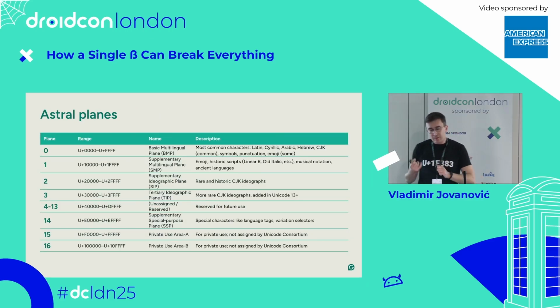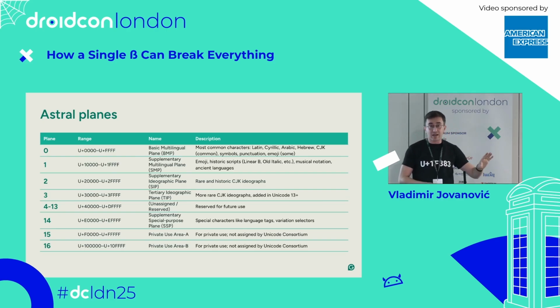You may have heard me mention astral planes. That's not a sci-fi term. It's how Unicode refers to everything beyond the basic multilingual plane, which includes the first 65,536 characters from 0000 all the way up to FFFF. Unicode divides its space into 17 planes, each with about the same number of possible characters. First one, plane 0, basic multilingual plane, or BMP. It contains most of the world's commonly used characters, Latin, Cyrillic, Arabic, Hebrew, and so on.